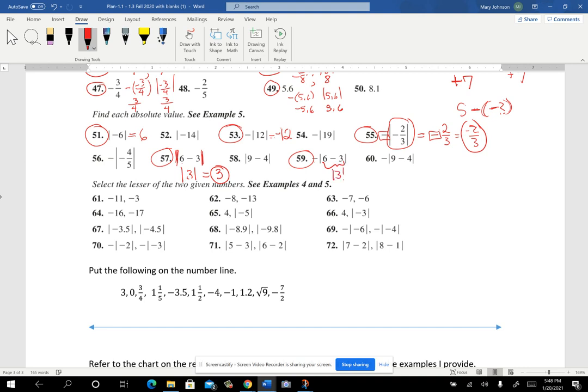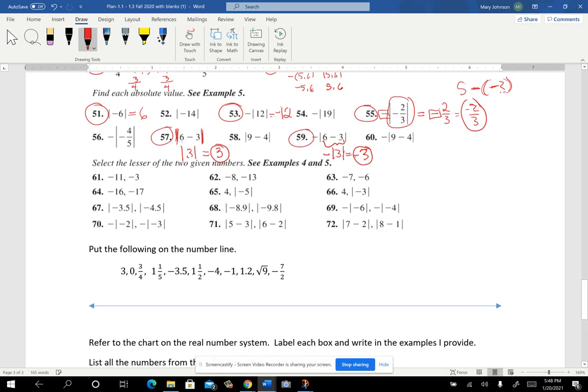Okay, when you follow order of operations on 59, you would say 6 minus 3 is 3. I need the absolute value of that, and then I'll take the opposite. So the absolute value of 3 would be 3, and then the opposite of 3 would be negative 3. And there you would have it. Okay. All right.